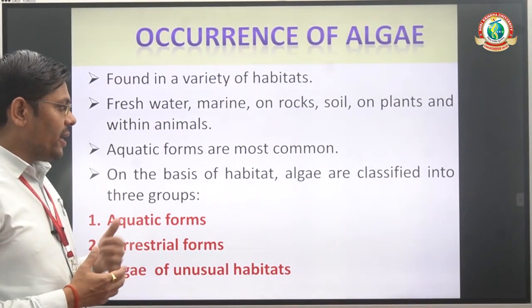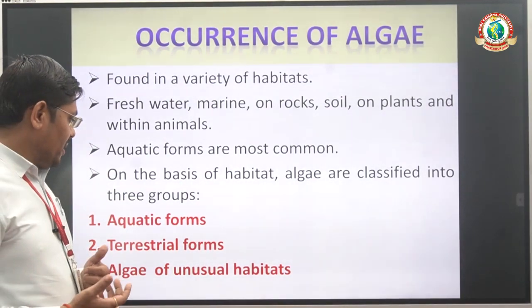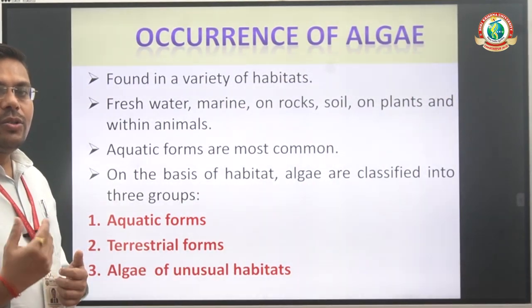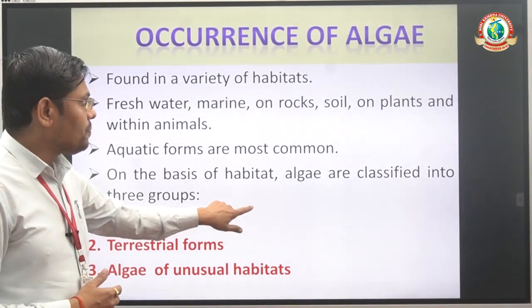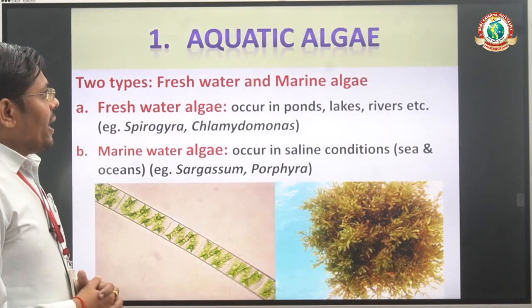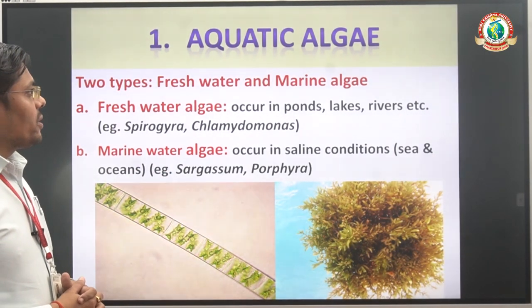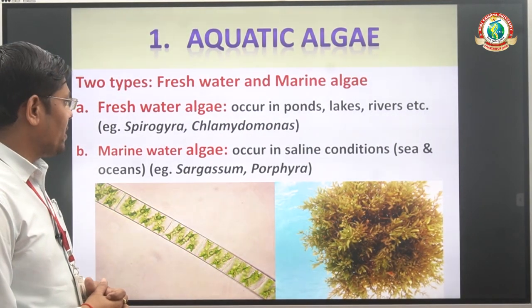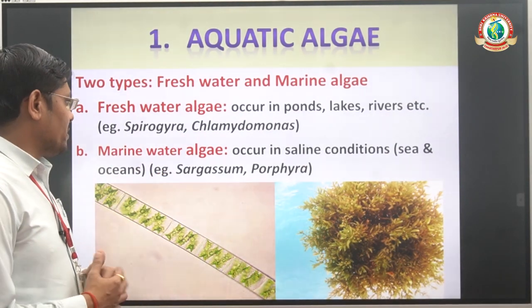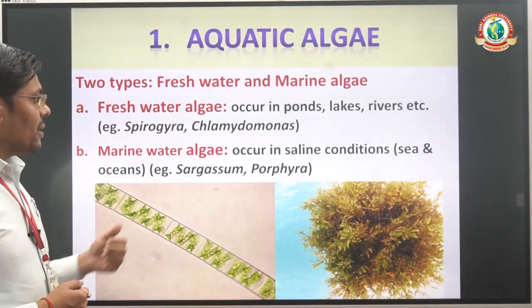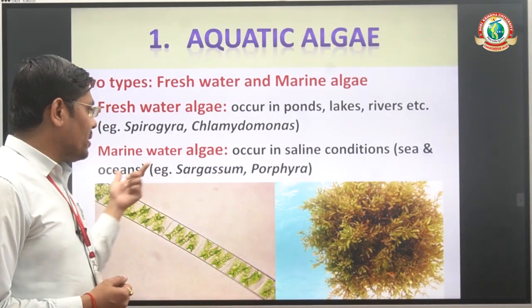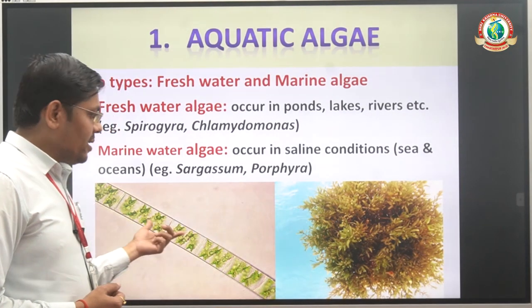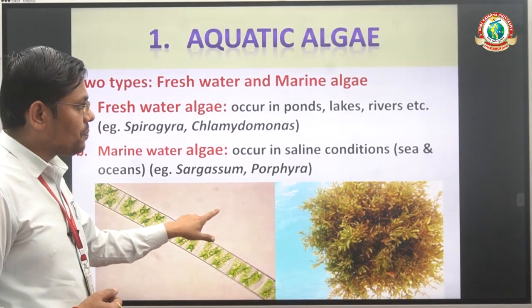On the basis of habitat, the algae are classified into three groups: aquatic forms, terrestrial forms, and algae also present in unusual habitats. Some of the aquatic algae found in freshwater are present in ponds, lakes and rivers, like Spirogyra and Chlamydomonas. Some of the marine algae which occur in saline conditions, in the sea or oceans, are Sargassum or Porphyra. These are the pictures of Sargassum and Porphyra.